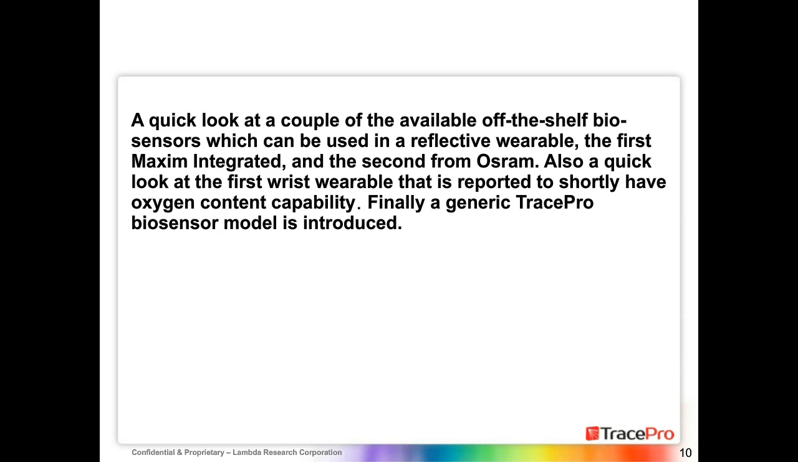So first, now that we've got an idea what the basic principles are, let's take a look at what type of biosensors are already on the market today and take a look at possibly the first oxygen-content-capable wearable. And finally, I've created a generic TracePro biosensor that I'd like to introduce.